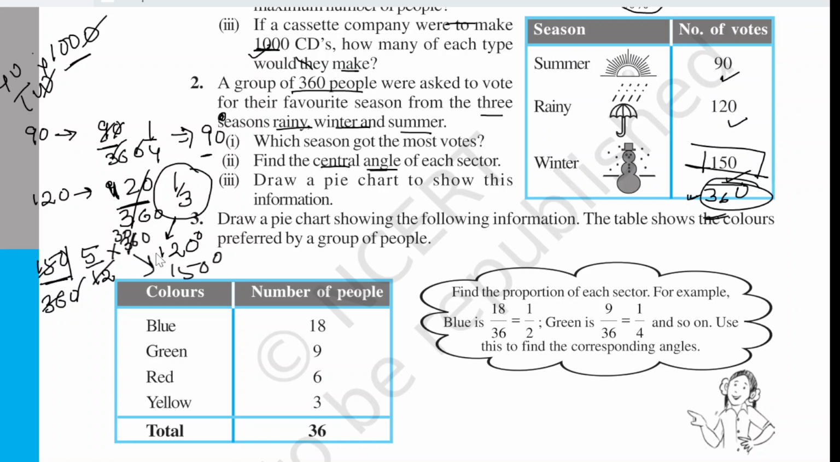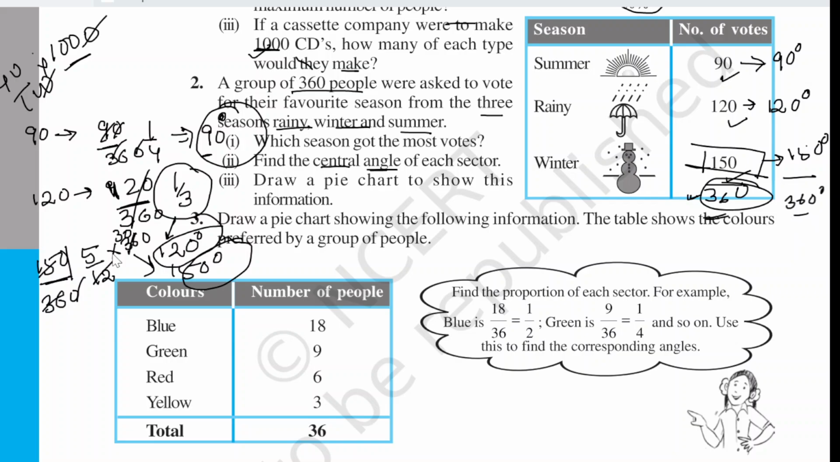So the values we got are 90, 120, and 150 degrees. For summer, the central angle is going to be 90 degrees. For rainy season, it is going to be 120 degrees, and for winters, it is going to be 150 degrees. On adding these three values, it should come to 360 degrees only. So it is coming to 360 degrees only.